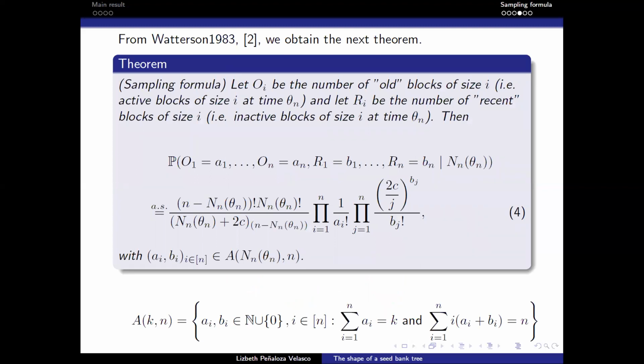Then, thanks to Watterson's papers, we found this simple formula, which is the probability where O_i is the number of old blocks of size i, and R_i is the number of recent blocks of size i. This probability is given the number of plants at time theta n. And they have to satisfy this condition, where this means this equality.